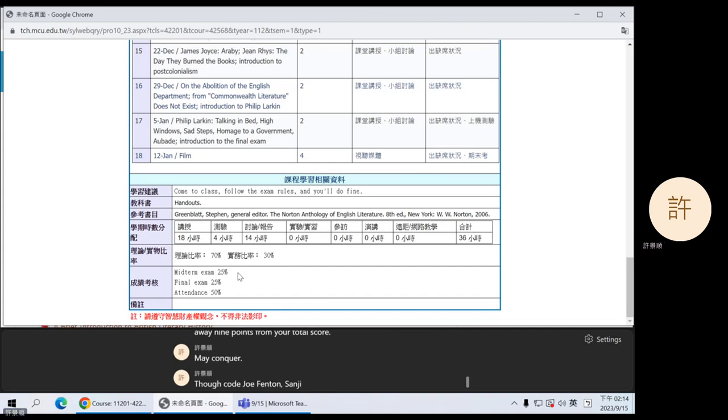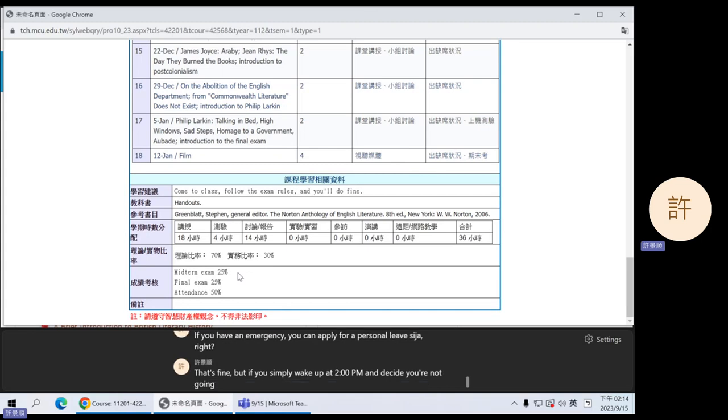每旷课一周扣9分总成绩. If you get sick, you can take leave. If you have an emergency, you can apply for personal leave, 四假, right? That's fine. But if you simply wake up at 2 p.m. and decide you're not going to come, I'm going to take away 9 points from your final grade.